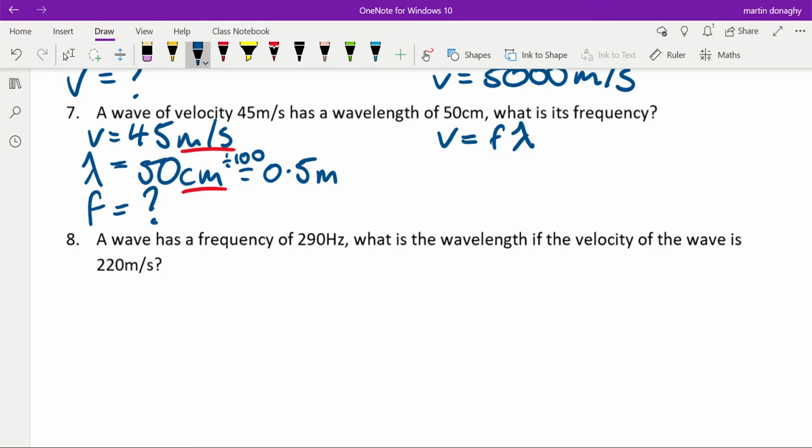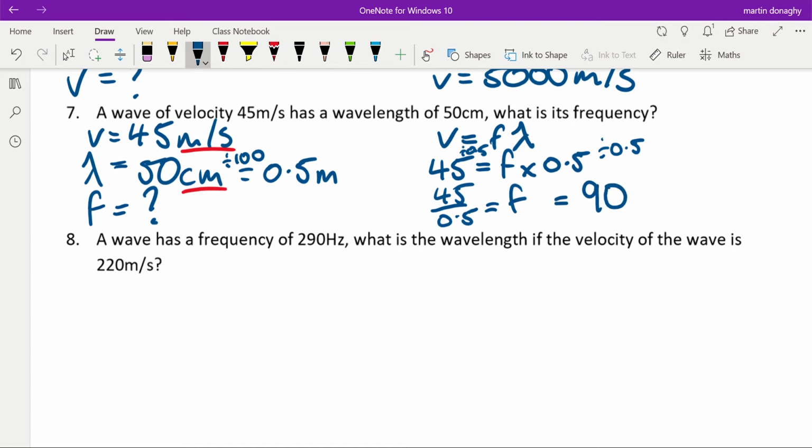V equals F lambda. 45 equals F times 0.5. Same way, if it was F times 2, we would divide by 2. If it was F times 10, we divide the side by 10. Just because of the decimal doesn't make that any different, we divide this side by 0.5, and we do it to this side as well. Gives us 45 divided by 0.5 equals F. And if you type that into your calculator, that will give you 90. It's a frequency, so it's measured in hertz.